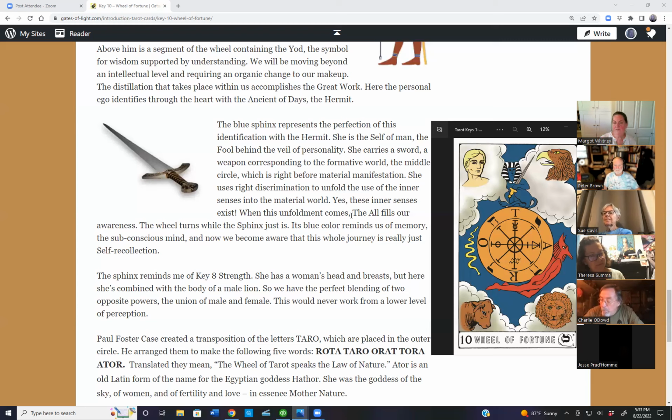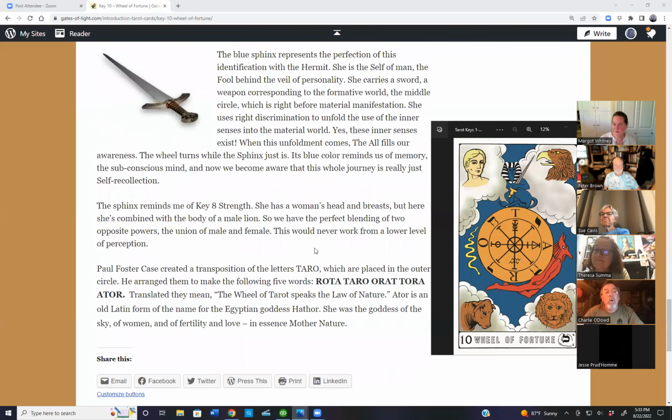Its blue color reminds us of memory, the subconscious mind. And now we've become aware that this whole journey is really just self-recollection. You just are here to remember who you really are. And when you remember who you really are, it's really cool. And then you start playing with it.